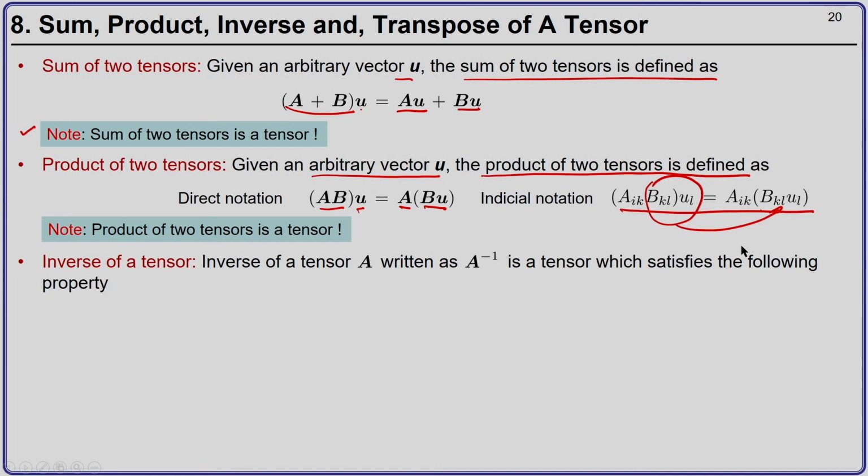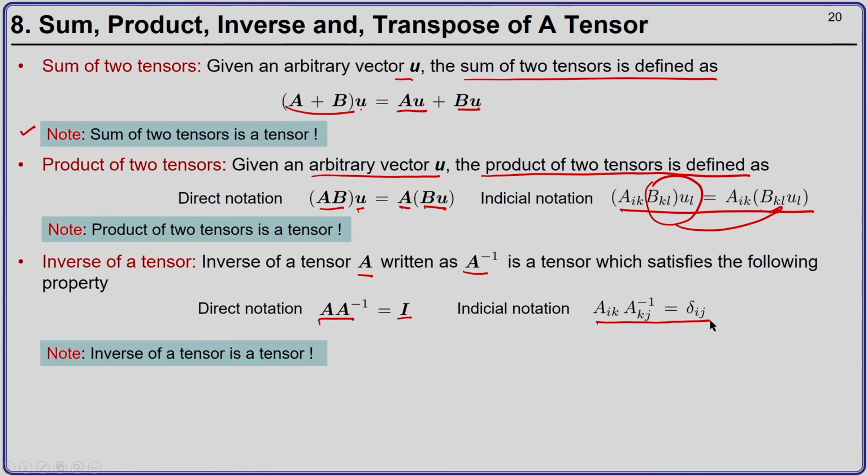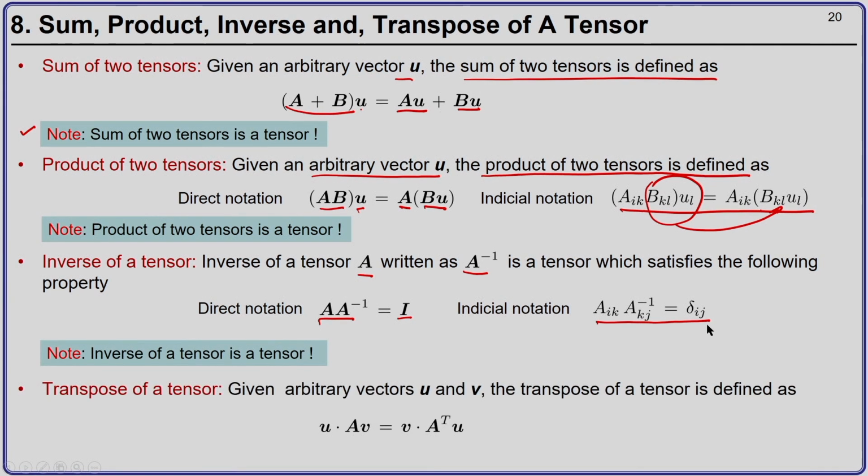What is the inverse of a tensor? The inverse of a tensor is usually written as A inverse. So, you have a given tensor A, and its inverse is written as A inverse, and this is a tensor which satisfies the following property. A A inverse gives you the second order identity tensor I. That is the direct notation, and the indicial notation is A_ik A_kj inverse equals delta_ij, where delta_ij is your Kronecker delta. So, the inverse of a second order tensor is also a tensor.